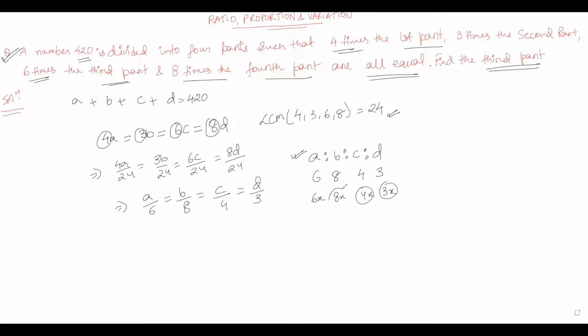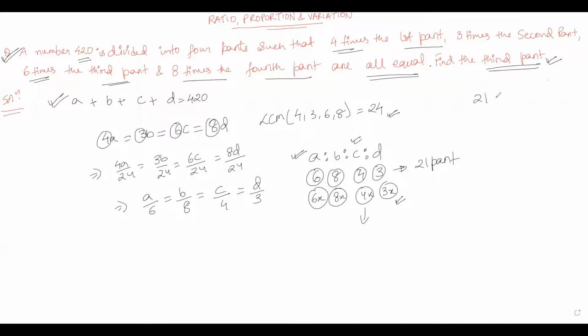So I can put all these numbers in this equation and I can find the value of x, and then we can find the value of C, which is 4x. Instead of that, what we can do is the total part is 6, 8, 4, and 3. So the total part is 21 part. I need to find the value of the third part, that is, the value of C, which is 4 part.